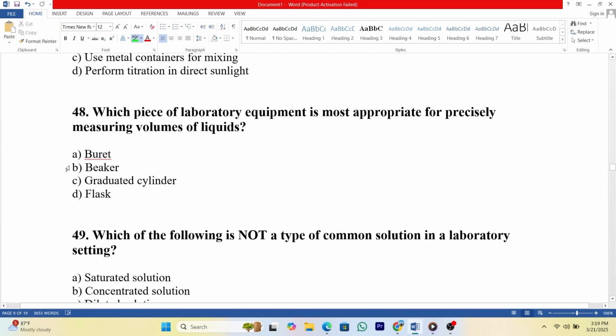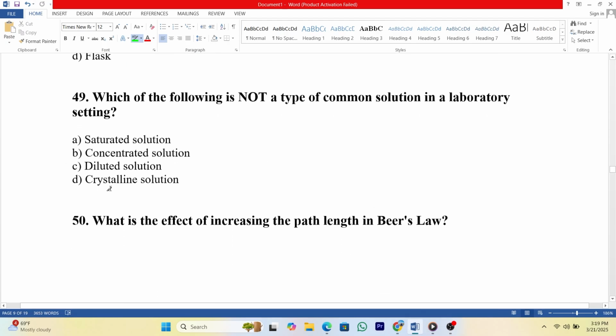48. Which piece of laboratory equipment is most appropriate for precisely measuring volumes of liquids? A. Burette. B. Beaker. C. Graduated cylinder. D. Flask. Answer: A. Burette.